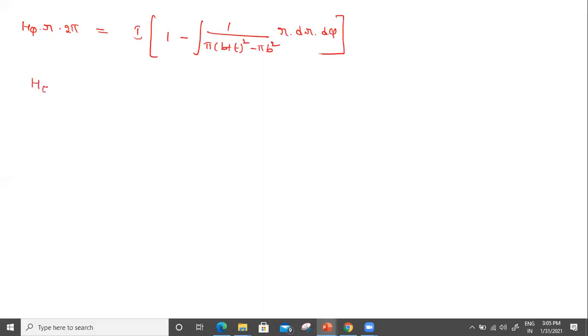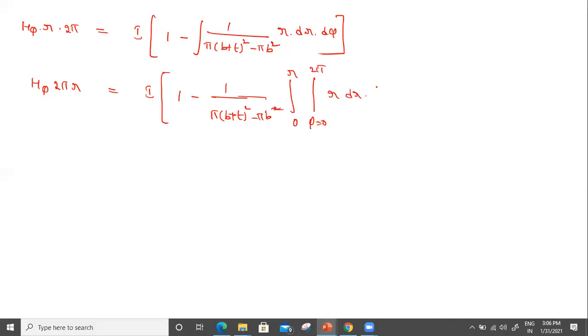So here I can write H phi into 2 pi r equals I, open the brace. Here this will be kept as a constant. So therefore 1 minus 1 by pi of b plus t square minus pi b square. Here apply the integral. It is a surface integral, so two integrals: one is 0 to r and one is phi equals 0 to 2 pi, of r dr d phi.